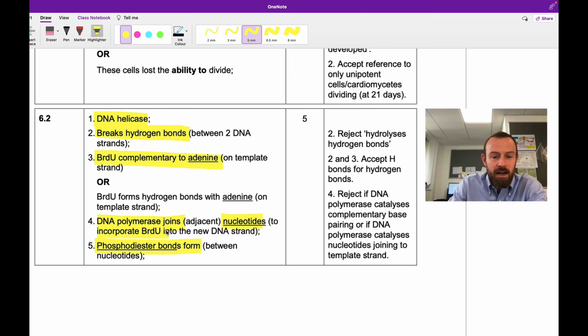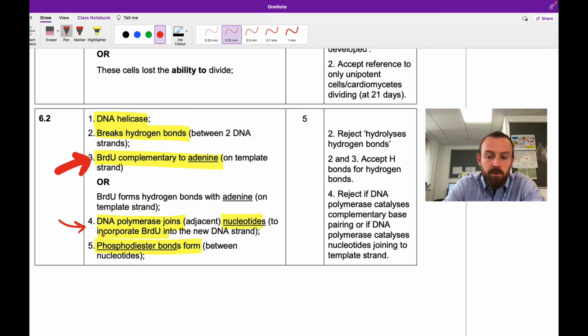So really this is just a DNA replication question. It's just this bit that is a little bit different. Okay?